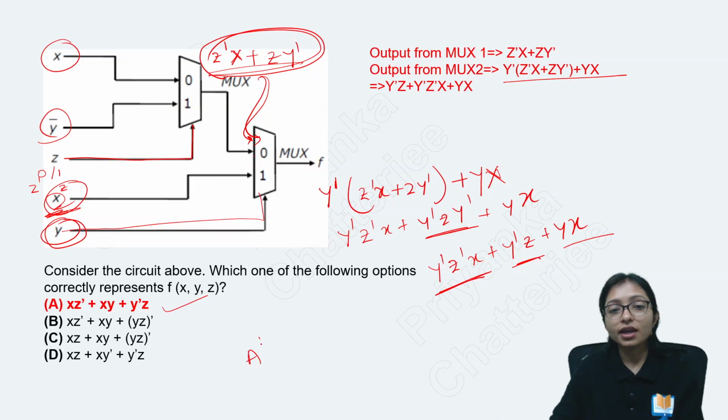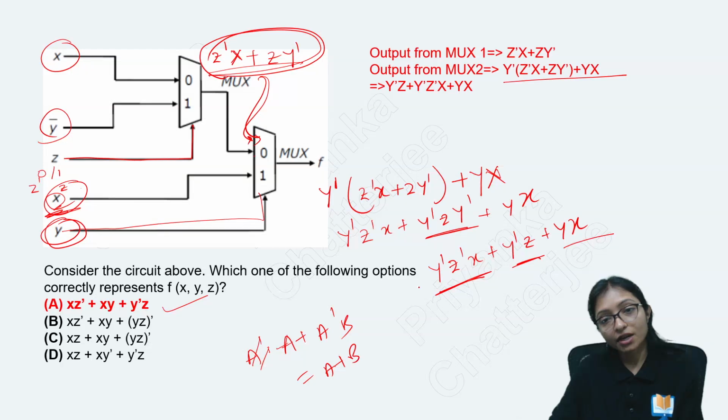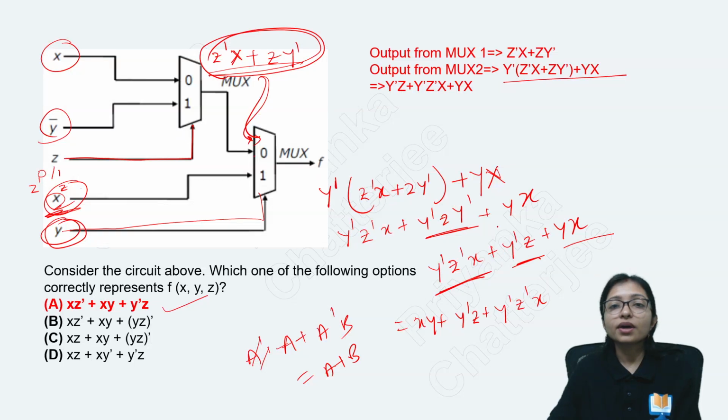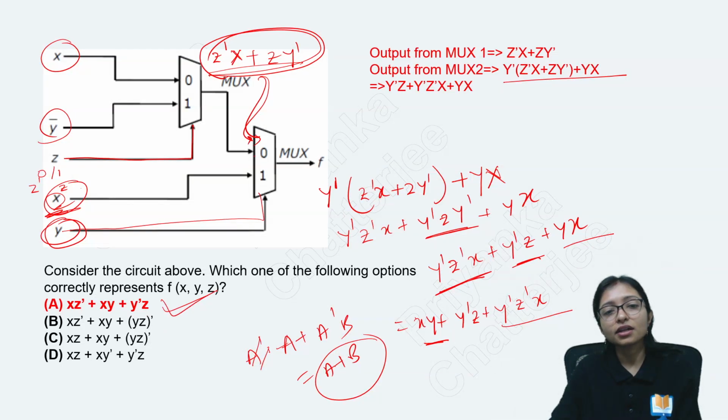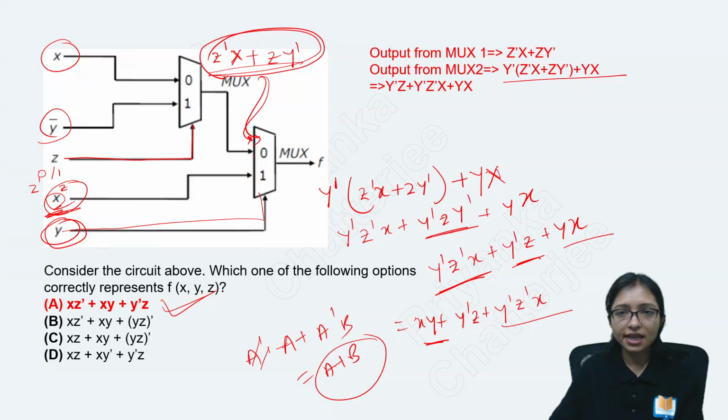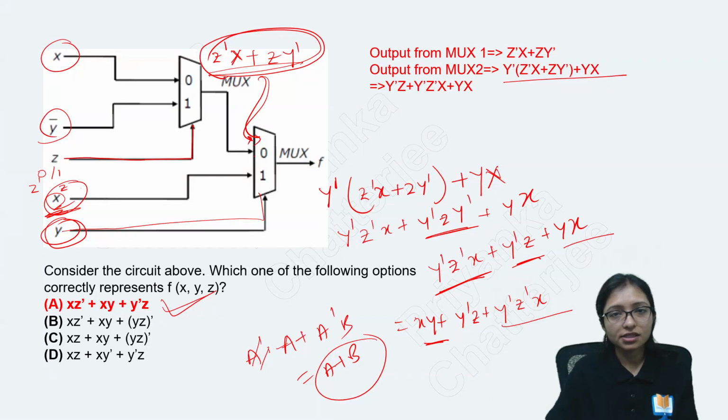Same formula: A bar B plus A equals A plus B. That formula will be utilized. Here you can see it is XY plus Y bar Z plus Y bar Z bar X. This is coming, right? So you can simplify it. After simplifying this expression, you will get here XZ bar, because here XY is coming; same way here you will get XY. Just apply this formula and you will get the answer here. Clear? Yes. After simplification you are getting this answer.